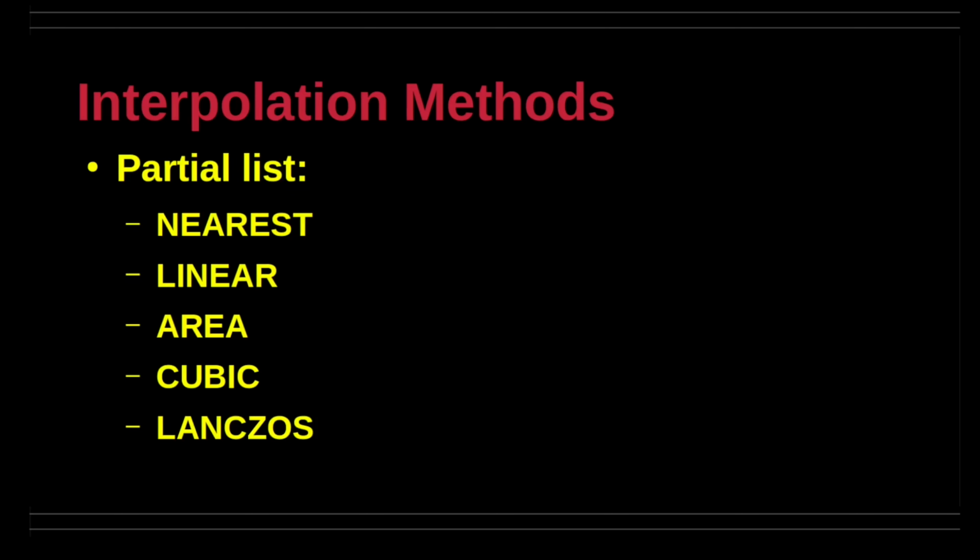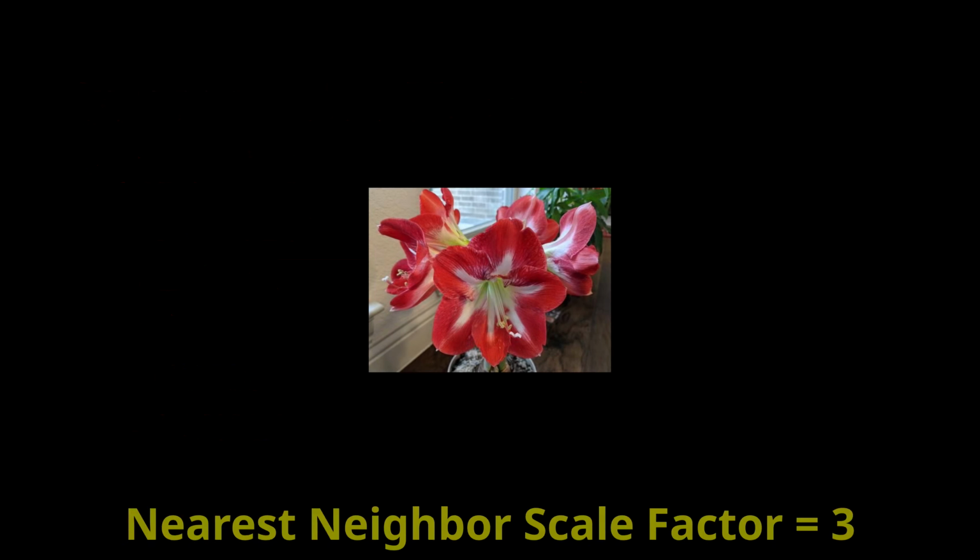For upscaling, linear, cubic, or Lanczos are generally considered better for image quality purposes. For downscaling, area is often the best choice to preserve image information. For speed, nearest is the fastest, followed by linear, cubic, and Lanczos. Let us examine each interpolation method separately in the next slides.